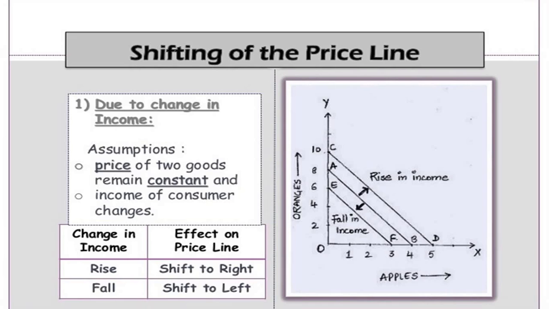Now, the budget line can shift if the income of the consumer changes, whereas the prices of the two goods remain constant. See in this graph, AB is the budget line. If the income of the consumer rises, with the prices of the two goods constant, the budget line will shift forward. It will become CD. And if the opposite happens, that means if the income of the consumer reduces, where prices of the two goods remain constant, the budget line will shift backward, to the position EF. So in this way, the budget line or price line can shift.